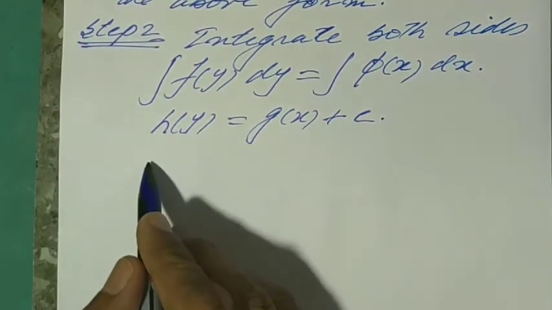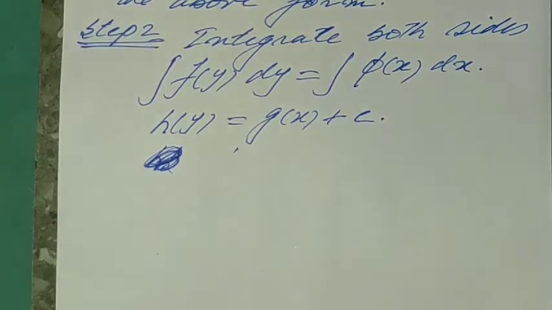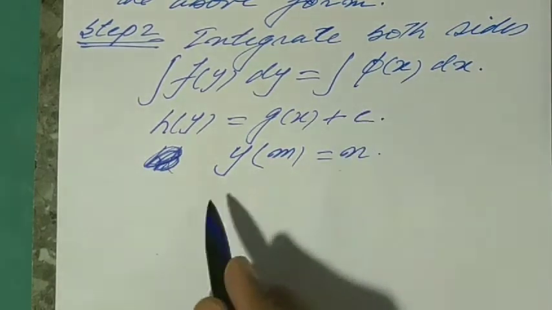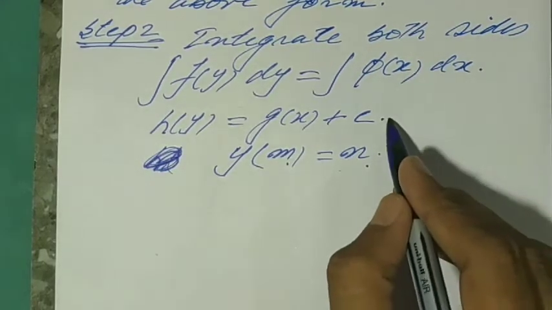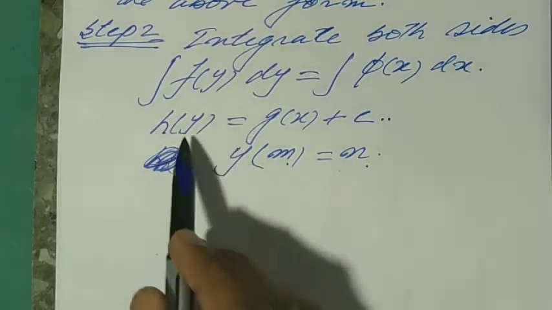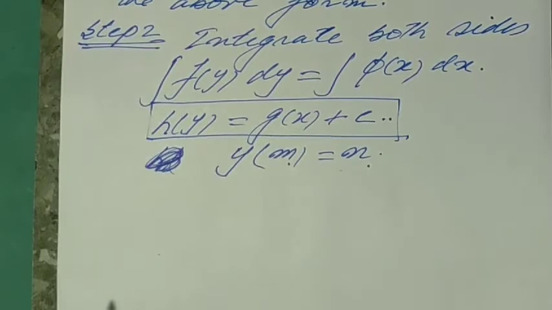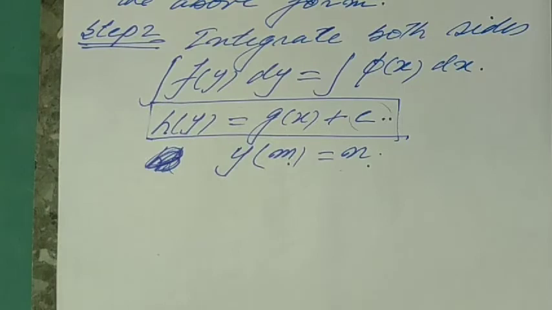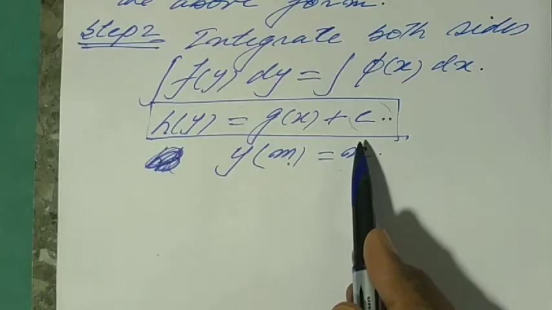Now if some boundary value condition is also given, then using this boundary value condition, we need to find the value of c also. Then we substitute that obtained value of c in this equation. If the boundary value condition is not given, then this sort of solution is called the general solution. And if we find the value of c with the help of some boundary value condition and substitute the value of c, then that is called the particular solution.